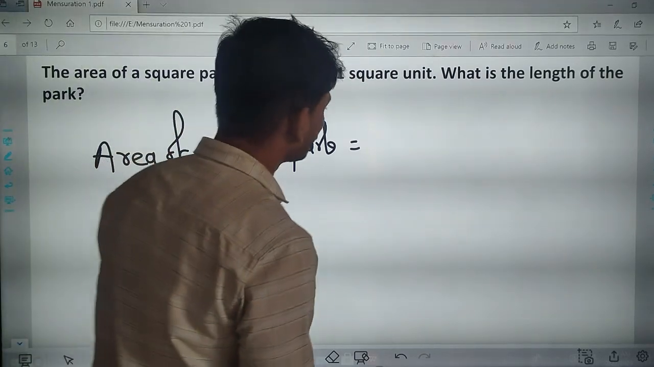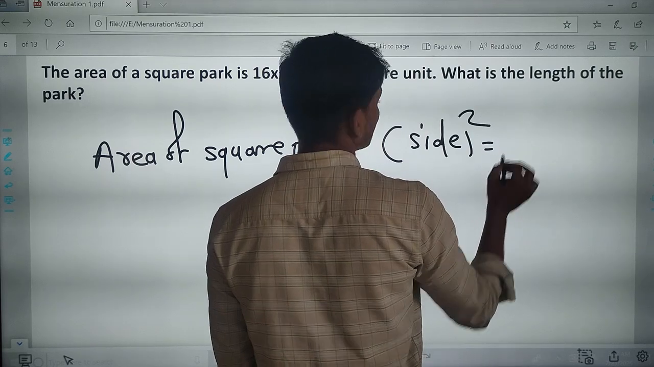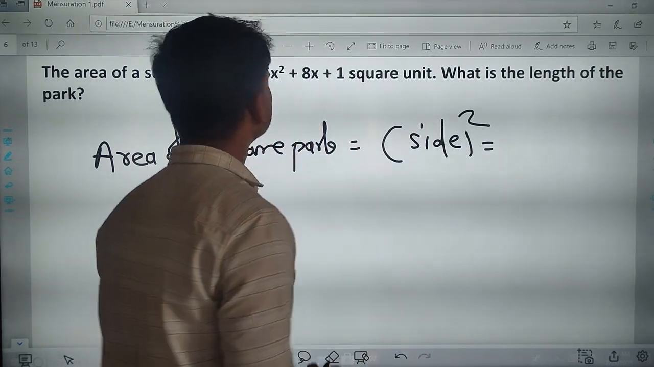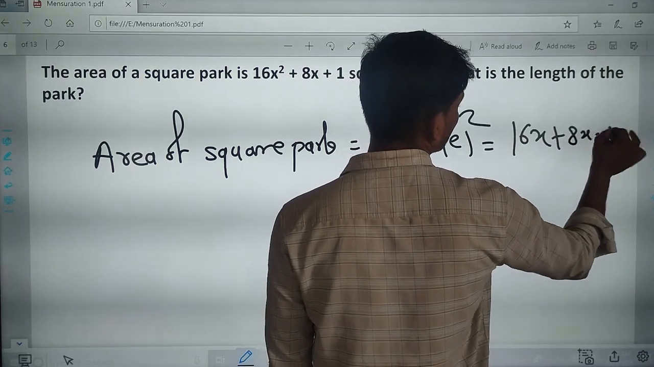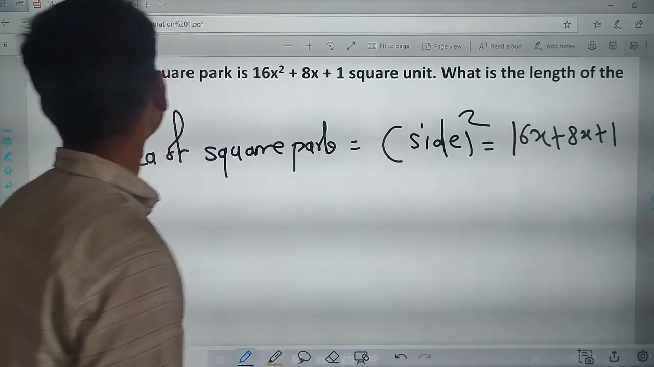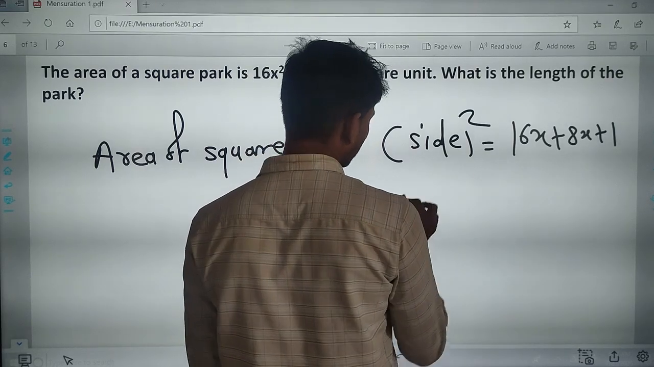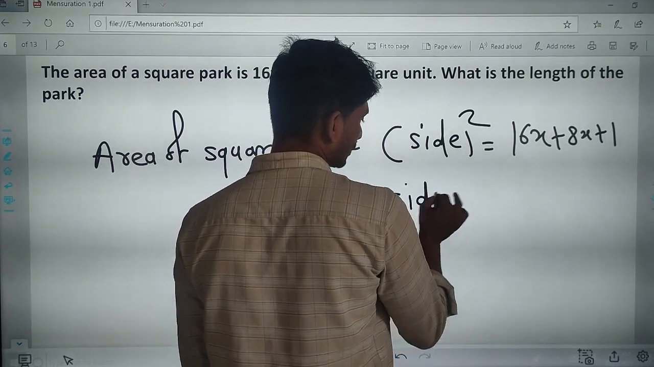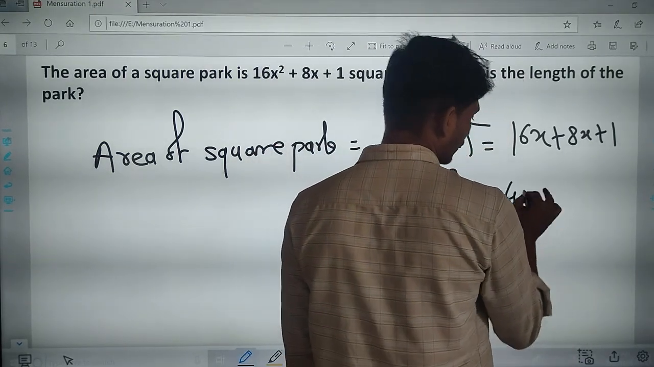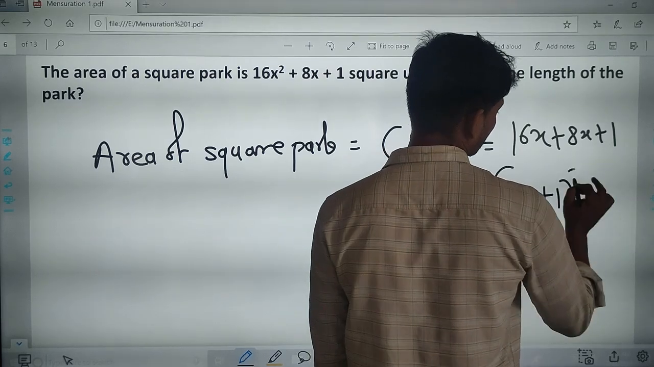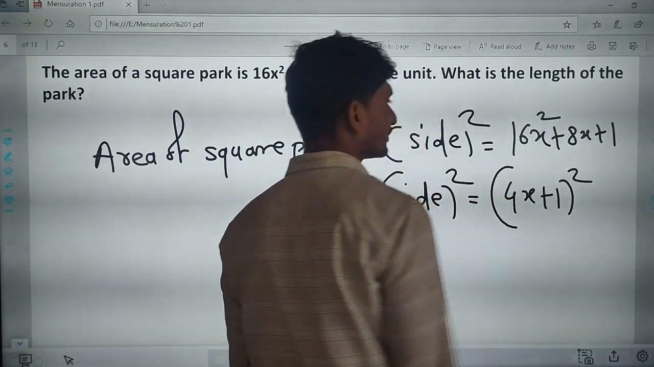Area of square park is equal to side square, that is 16x square plus 8x plus 1. Then we find the length of the park, that is, we find the side. Then taking square root on both sides, or firstly solve this equation. Side square is equal to (4x plus 1) whole square.